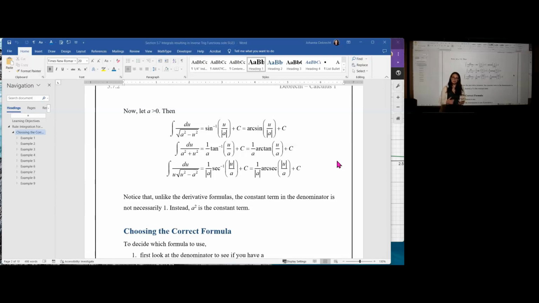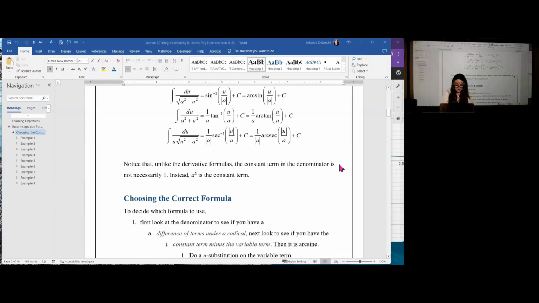Let's now talk about choosing that correct formula, given the ones that we have. The first thing you want to do is look at the denominator to see whether you have a difference of terms or a sum. It's going to be very similar to the derivatives. If you have a difference in the denominator, you have subtraction, then it has to be arcsine or arcsecant. These on the left do not look like they're related to trig functions.